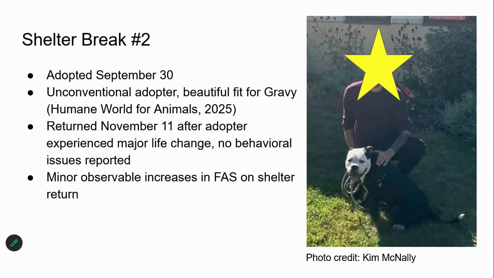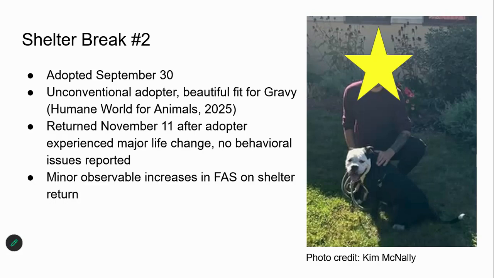I strongly believe that being a homeowner with a 6-foot fence is not a requirement for owning and loving and taking care of an animal. So through some adoption counseling, having this, I almost called him a kid. He is a kid. He was a young guy. But having this sweet kid meet Gravy, he adopted him. Everything was wonderful. Gravy was gone for about 6 weeks. Unfortunately, this adopter had a pretty major traumatic life change, and no behavioral issues were reported, but Gravy did have to come back to the shelter.